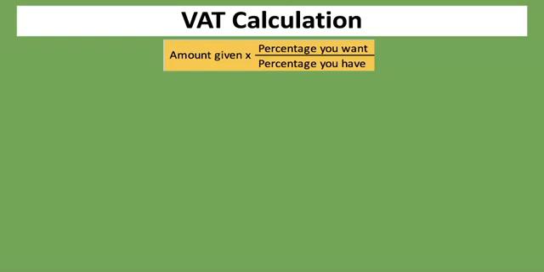Well, if you are given an amount, let's say an amount excluding VAT, you'll be told whether it's including or excluding VAT, then that's the one that you put here. And if you have to calculate VAT, you put the VAT percentage up here, and the percentage that you have is the percentage that this amount relates to. So if you are given the amount excluding VAT, that's the 100%. So let me explain here as we go through the calculation.